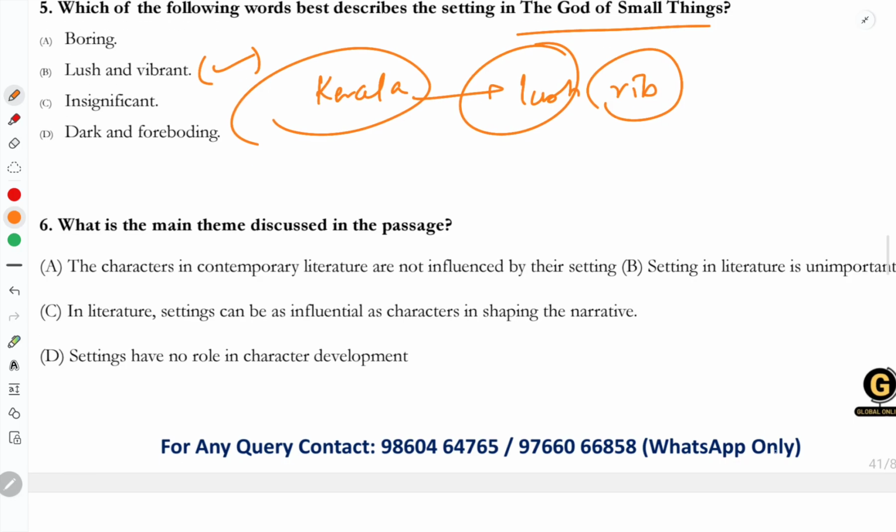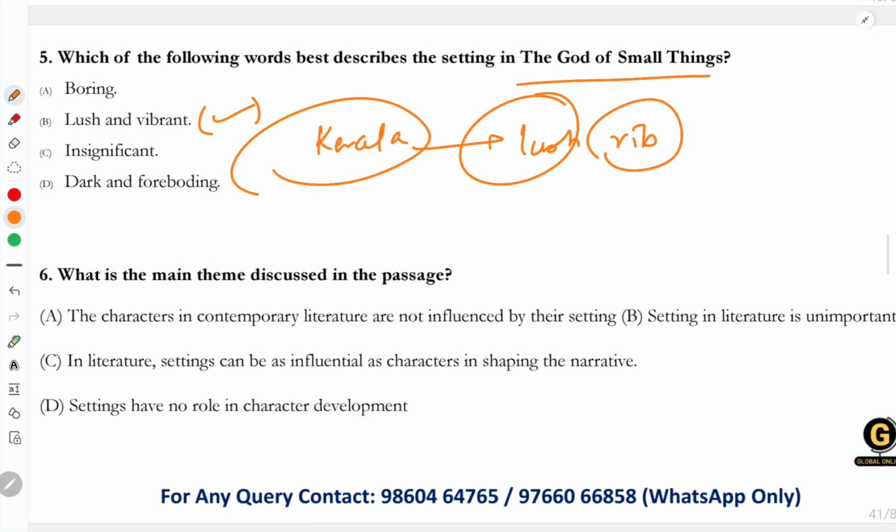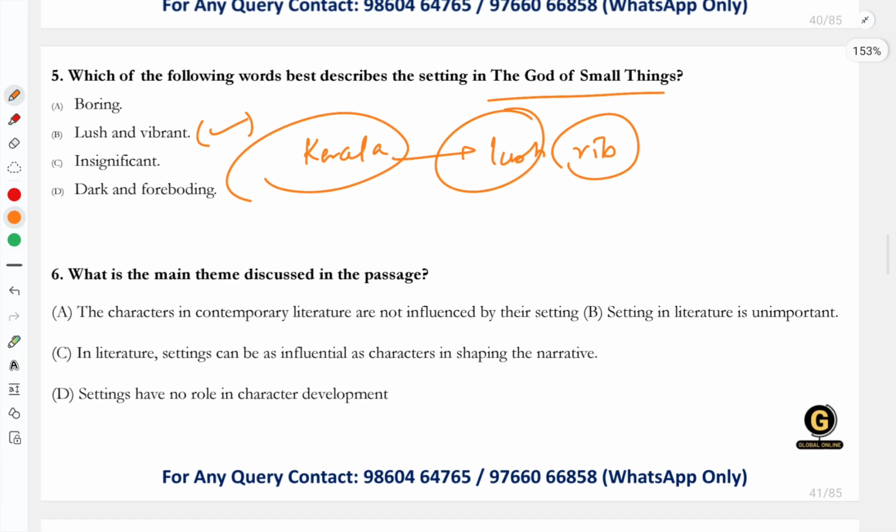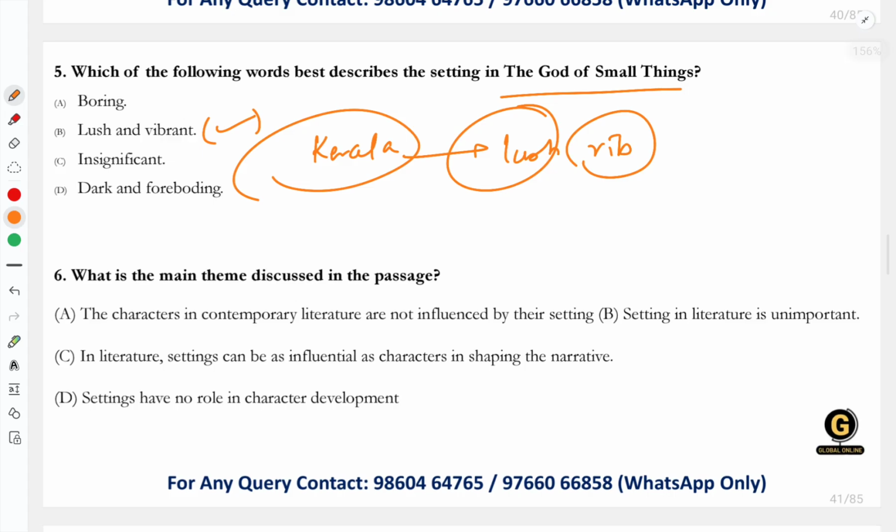You tell me what should be the answer for question number 6. What is the main theme discussed in the passage? The characters in contemporary literature are not influenced by their setting. Setting in literature is unimportant. In literature, settings can be as influential as characters in shaping the narrative. Settings have no role in character development. So what according to you would be the correct answer? This passage seems complex, but if you just read the question and options, then also you will be able to solve these particular questions. So this was the end of this session, guys.